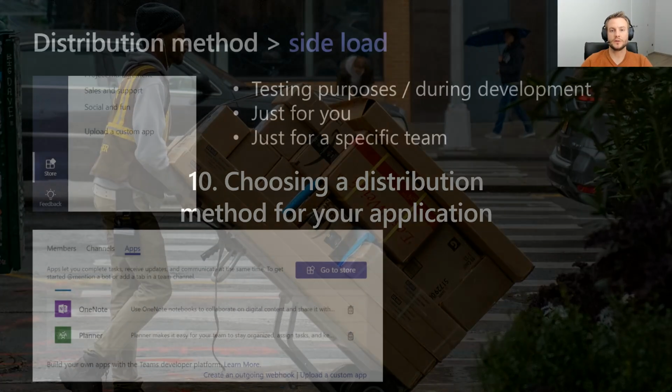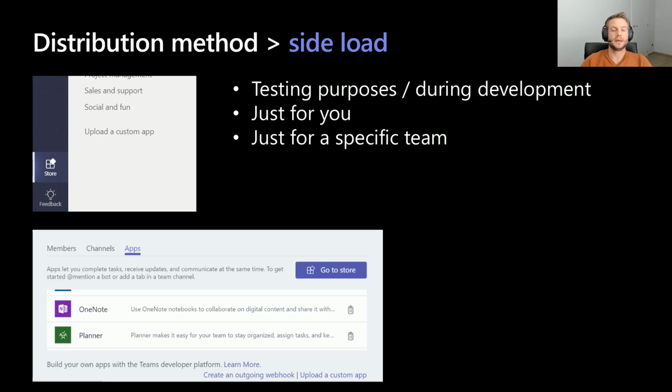When you take your application during development, you can sideload it. Sideloading basically is a way of loading your application just for you or for a specific team. So you go into Teams, into the Teams store, bottom left of your Teams client. You go in the Teams store and there's an upload a custom app option on the screen. Now if you click on it, it will ask you if you have permission to upload an application just for you or for your whole organization.